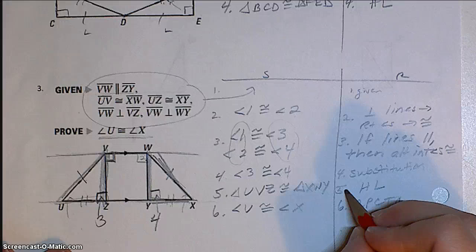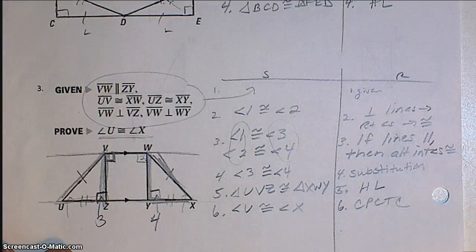And that's all. Hopefully this helped you learn what HL theorem is, hypotenuse leg. Remember, you only use it if you have a right triangle. But if you have a right triangle, it does not mean that you only use HL. You could still use all the other theorems that we talked about in the past.